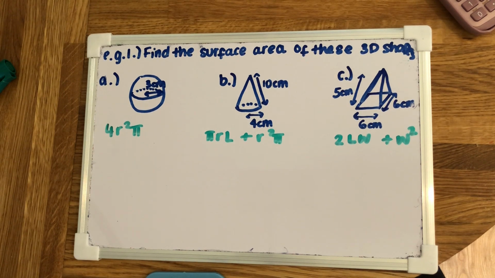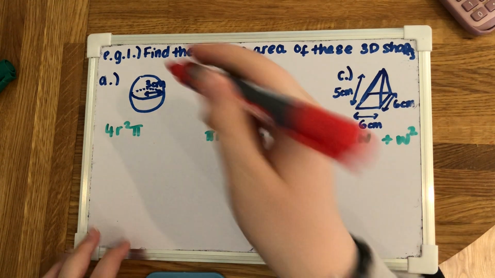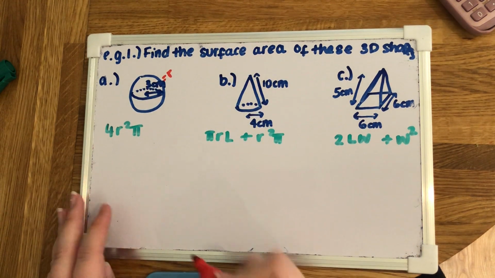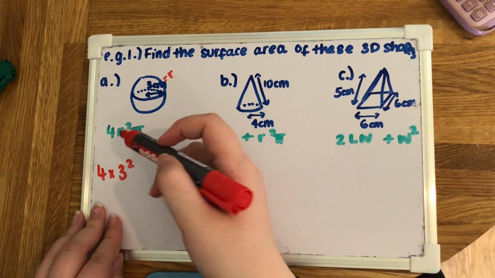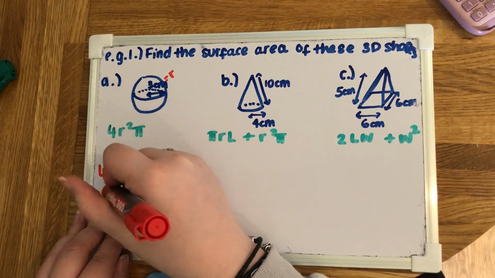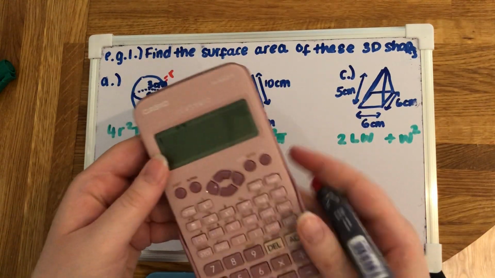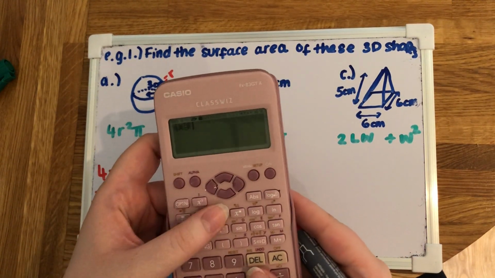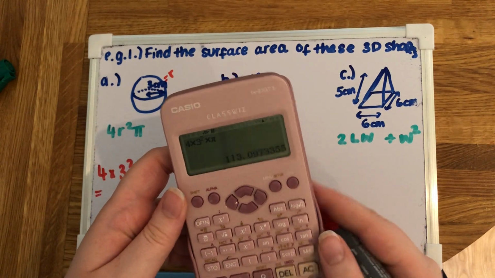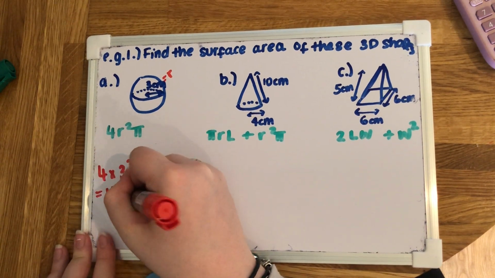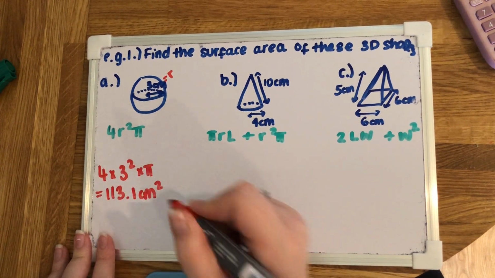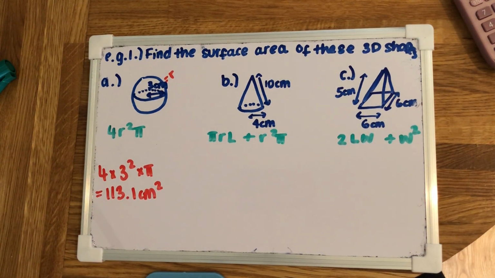We're going to start with the sphere. We are told that the radius is 3. So all we do is 4 times 3 squared, because it says radius squared, and then we times our answer by pi. You just type that in on a calculator. So 4 times 3 squared times pi gives us 113.1 centimetres squared. I'm doing all mine to 1 decimal place, but make sure you read the question because they might want it to a different accuracy.